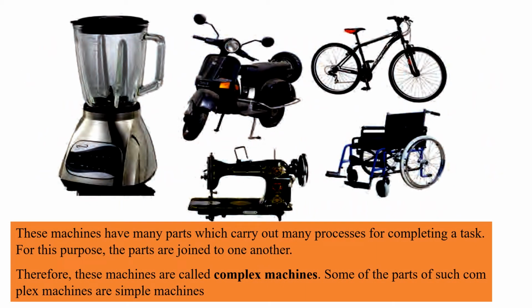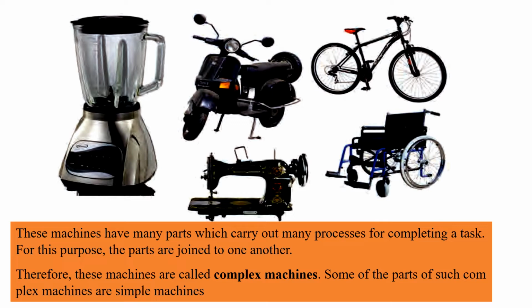Here in this picture you can see a mixer grinder, a motorbike, a sewing machine, a wheelchair or a bicycle. Now if you look at all these pictures, you will notice that these are also machines. They are helping us to do various activities, and these are made up of many parts, right? These machines are helping us in doing so many different activities and making our work easier. But these have many parts joined together.